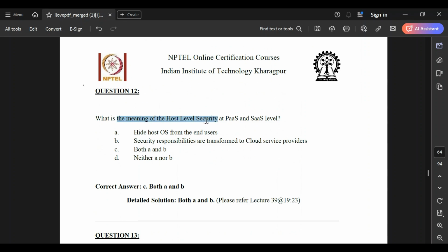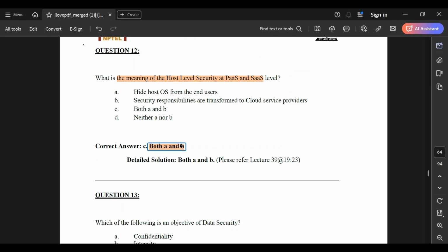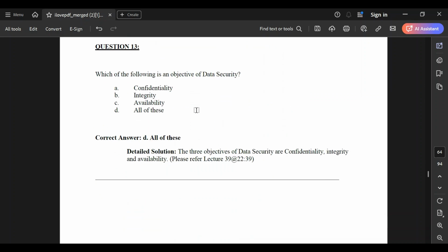What is the meaning of the host level security in PaaS and SaaS level? So this is both A and B, meaning security responsibilities are transferred, hide host OS from the end user. Which of the following is an objective of data security? So all of these: confidentiality is there, integrity is there, availability is there.